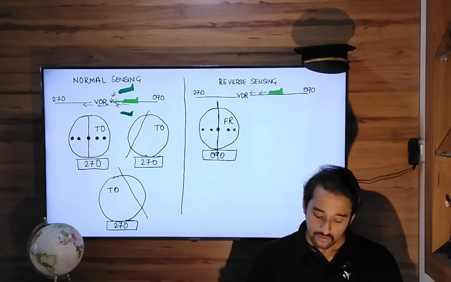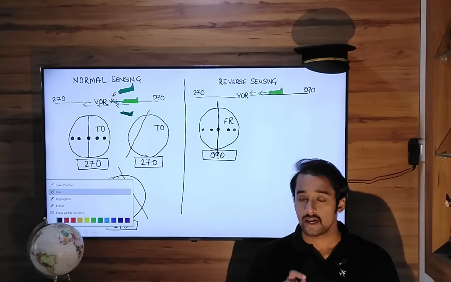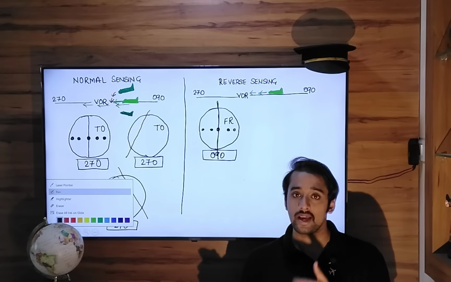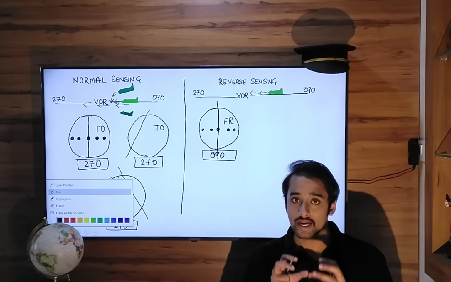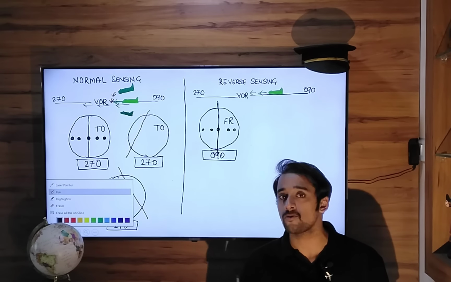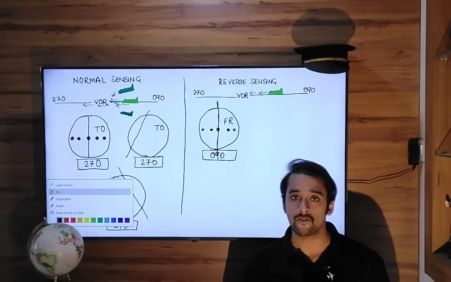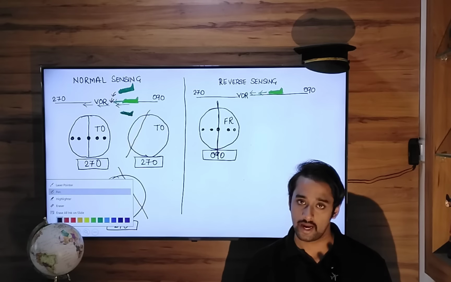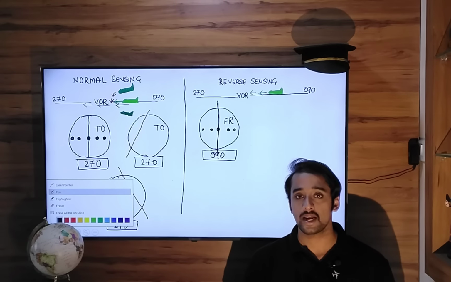Now, why are you getting a FROM indication? Because of radial 090. In the very first slide I told you, the job of radials is to take you away from the station. So if you put 090 in this OBS selector, the VOR receiver thinks that you intend to fly radial 090 outbound from the station. The primary job of radials is that when you fly a radial, you fly outbound. So this is what the receiver thinks. It doesn't know that you are actually flying inbound. Irrespective of your heading, the radial that you put in the OBS selector is what information the VOR will give to you.